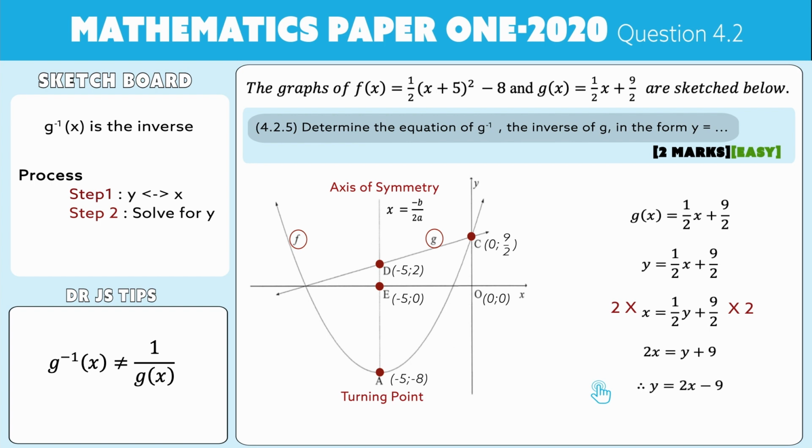Now, folks, that is your inverse of g in terms of x. You've done the interchanging. The interchange happened over there. And here in the last bit, you solved for y again for 2 marks. It's easy marks. Remember the process of finding the inverse.